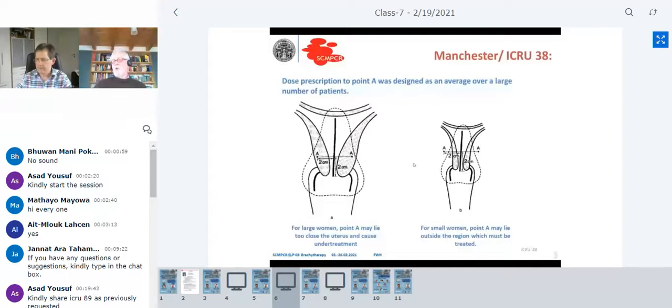You have heard that this has been defined more or less as an average, and on this slide you can see that for a large woman, point A may lie even inside the uterus, and for a small woman it may lie far outside. But this is a concept that has worked for very long, and the reason why this works, as Dr. Schwickert told you, is that this is a kind of control point. It ensures that there is enough dose normally on the uterus, which is in here and where the tumor normally is, and still we keep the dose limited so that it does not produce any complications. That is the reason why point A has worked for many years, and it's actually still a good concept.